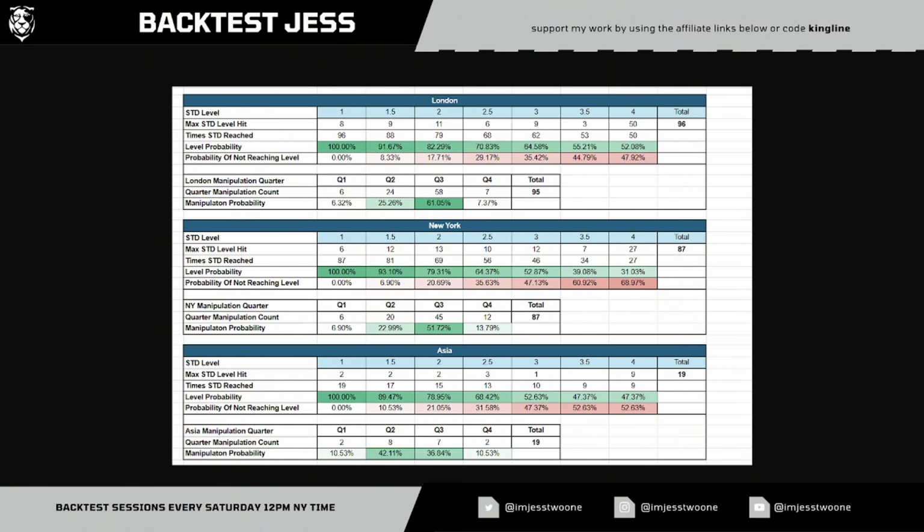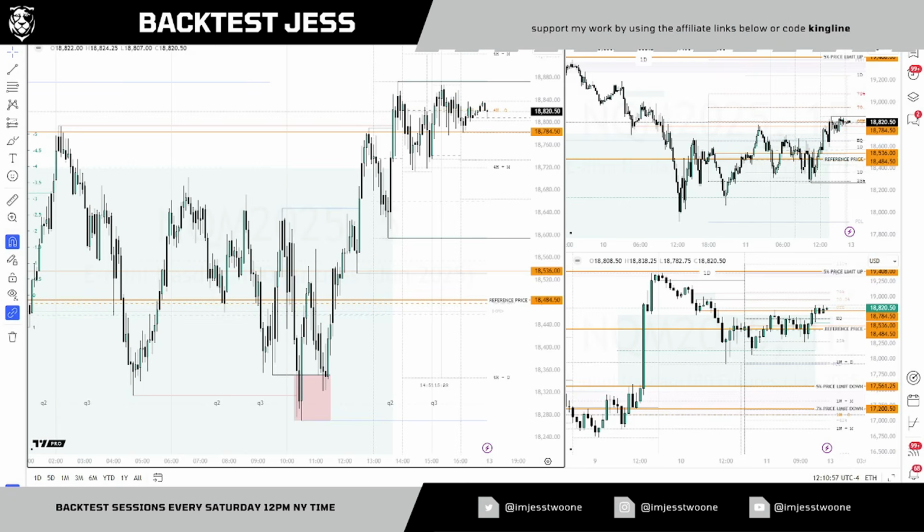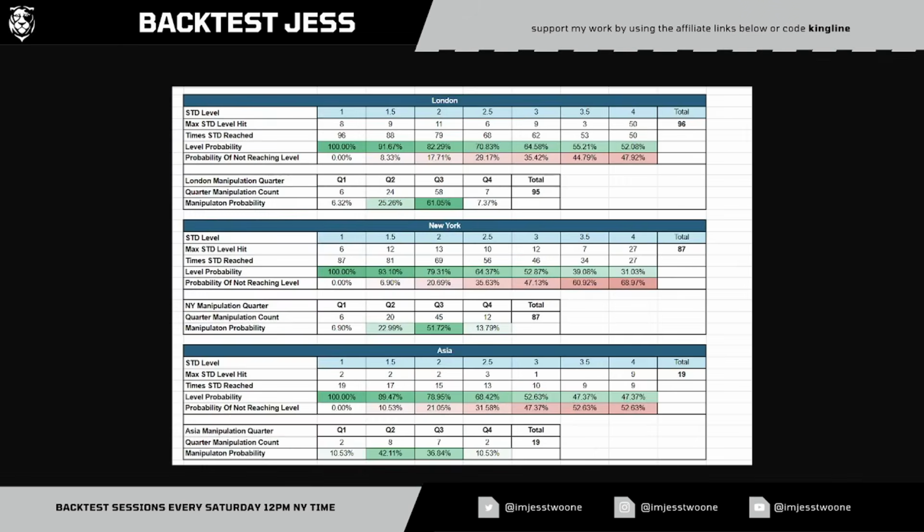So this is the data here. All of you can see that, I assume. Oops, sorry, I closed it. Q3 here, 2 standard deviations delivers 82% of the time in London. Sorry, 61% of the time. Q3, 51% of the time. Q3, 36% of the time in Asia.